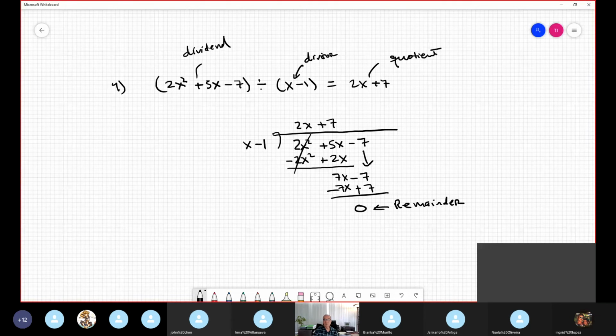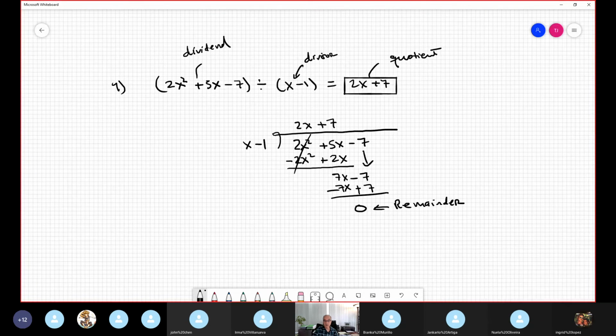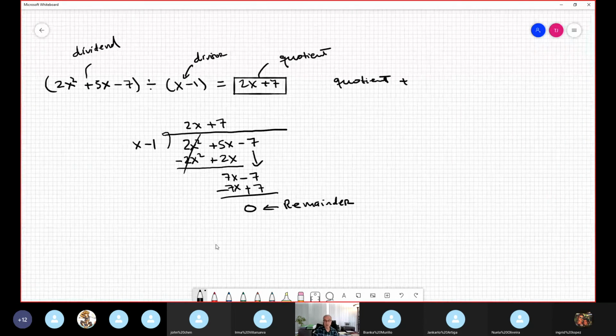The formula in general is, suppose that we have quotient plus, in general, no specific case, remainder over divisor. But in our specific example, the remainder is 0, so this part disappears. It's gone. And the answer is only the quotient, 2x plus 7. End of the story.